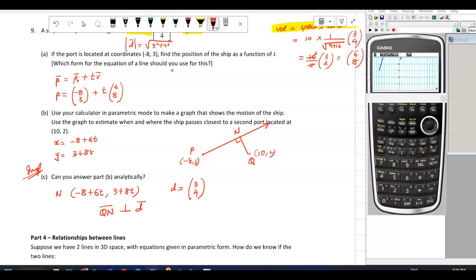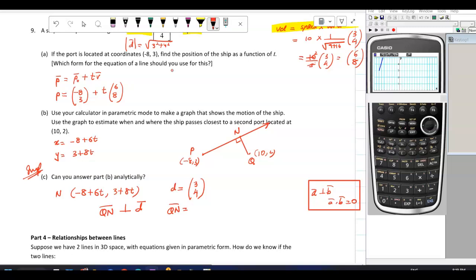Now, what is the condition for perpendicular vectors? When are two vectors said to be perpendicular? When the dot product is 0. Very good. So dot product is 0. So which dot product of which two vectors are we looking at? Of QN and the direction vector. So what's your QN?